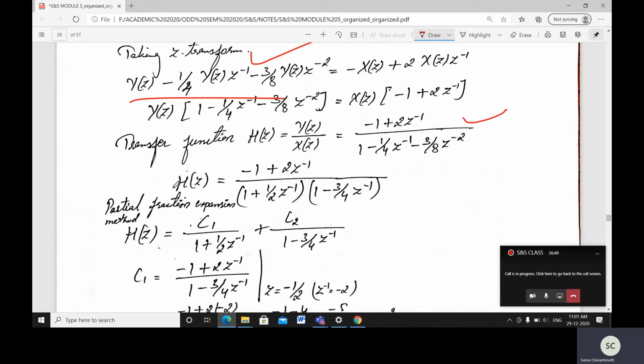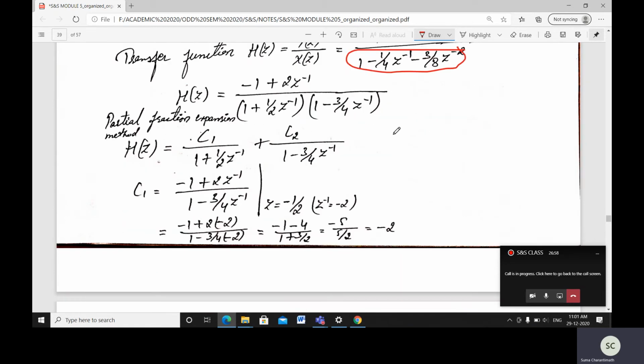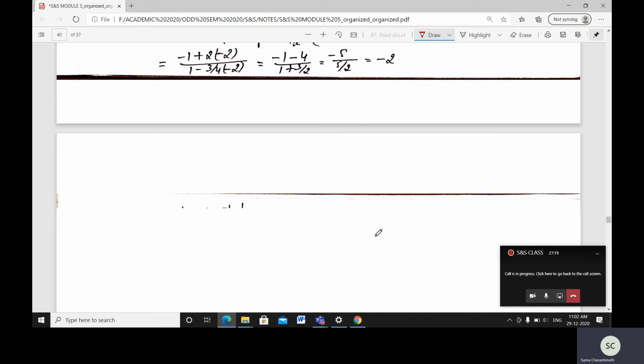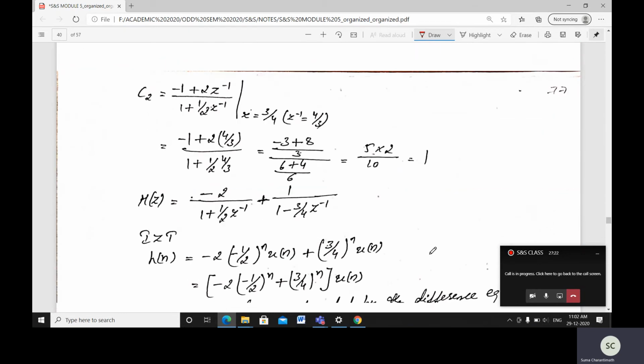Therefore, this is nothing but our H(z) only, and we are taking the factors for this: 1 plus 1/2 z inverse, then 1 minus 3/4 z inverse. Then for the equation, we will be using the partial fraction expansion method. Then I can write H(z) equal to c1 divided by 1 plus 1/2 z inverse plus c2 divided by 1 minus 3/4 z inverse. From this, find out your c1 and c2 values. For c1 you will get minus 2 and c2 you will get 1.